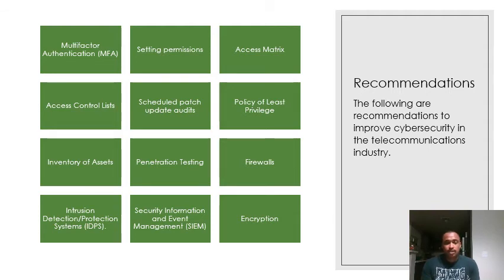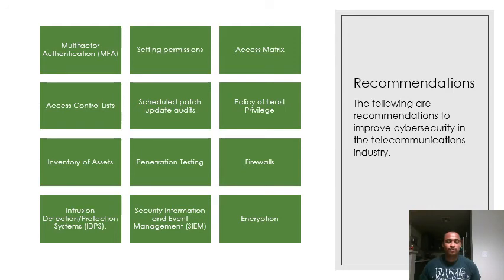We'll be utilizing scheduled patch update audits. So we'll be looking over all of our inventory and making sure all the computers are patched and up to date. We'll be implementing a policy of least privilege, which is ensuring that people only have access to information that is needed to perform their position. Next, we'll continue to inventory all of our assets because determining what needs to be protected will pretty much shape our security policy. A new thing we want to implement is penetration testing.